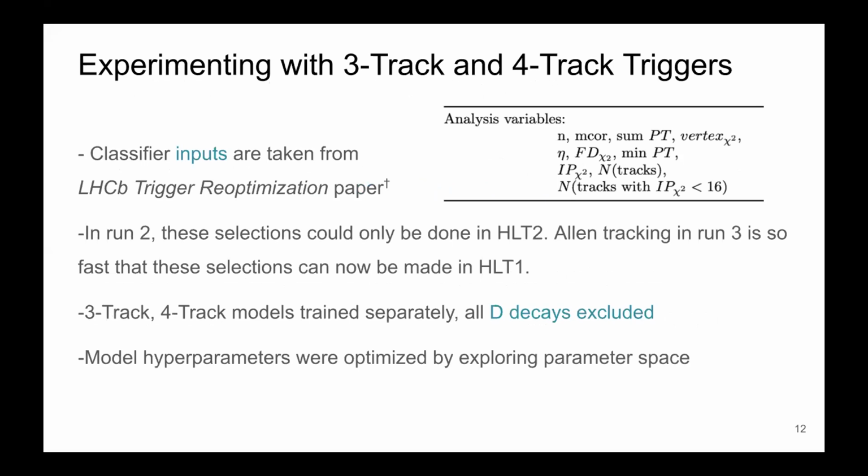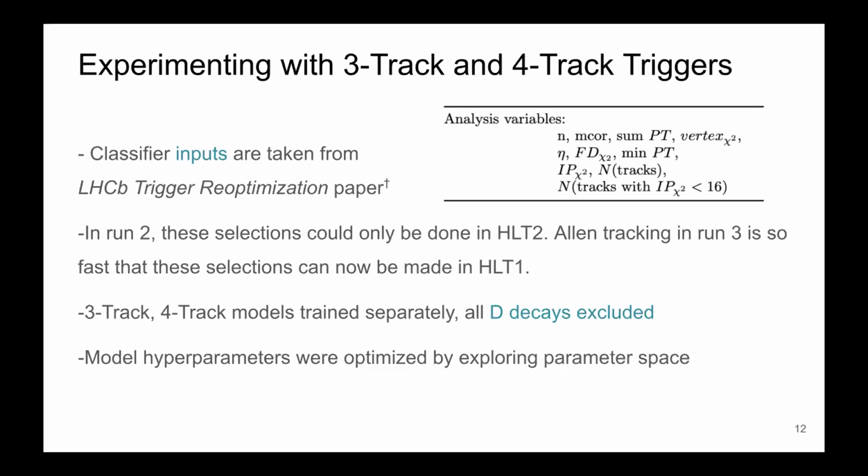So after we had these models in Allen, we wanted to take one final look at this 3-track and 4-track data to see if we could make any improvements on that. So I wanted to train 3-track and 4-track BDT models, once again taking inputs from this paper that's linked in the slide notes. And you can see the analysis variables here in the table on the right. So there's quite a few more.